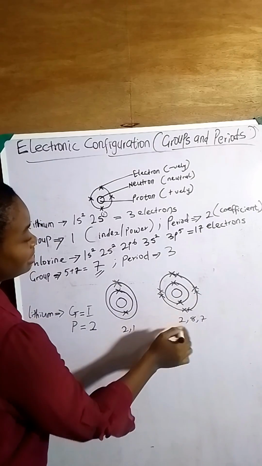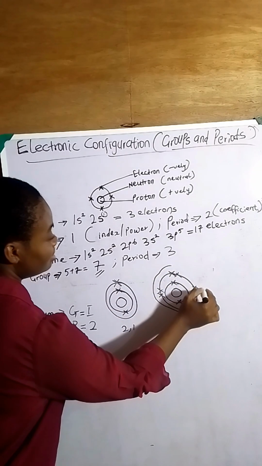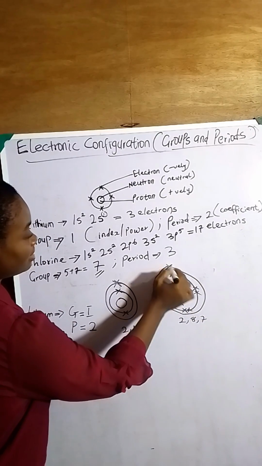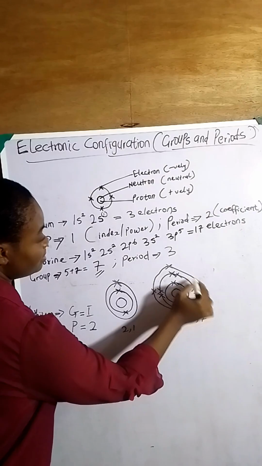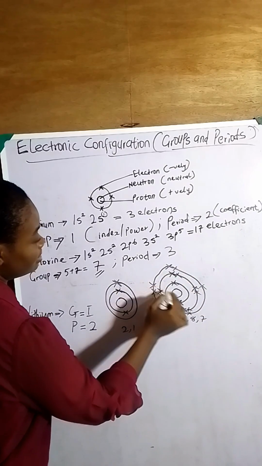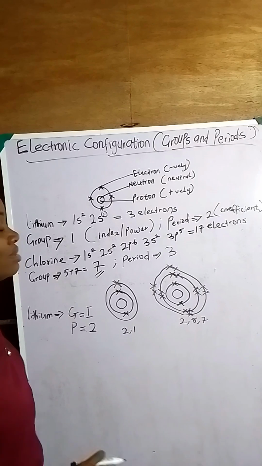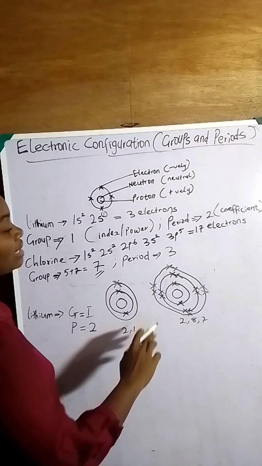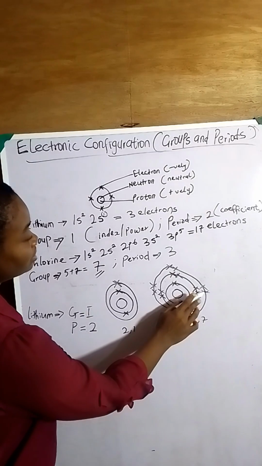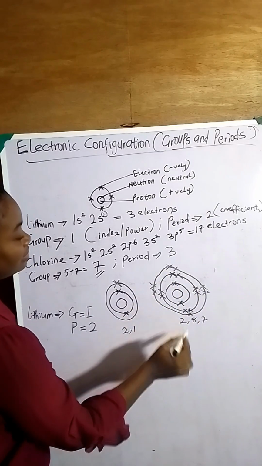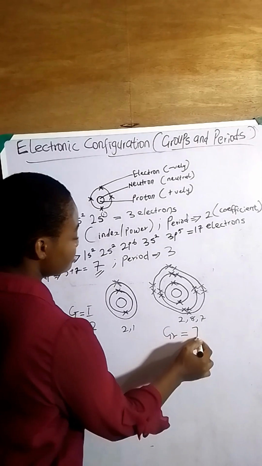So I have 8, is remaining 7, right? So let me put my 7 here. 1, 2, 3, 4, 5, 6, 7. Good. So this is my chlorine. Now let's count the electrons at the outermost shell, the valence electrons. 1, 2, 3, 4, 5, 6, 7. So this shows that group is equal to 7.